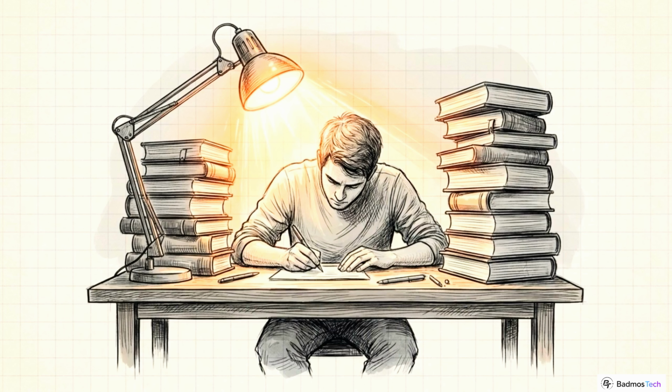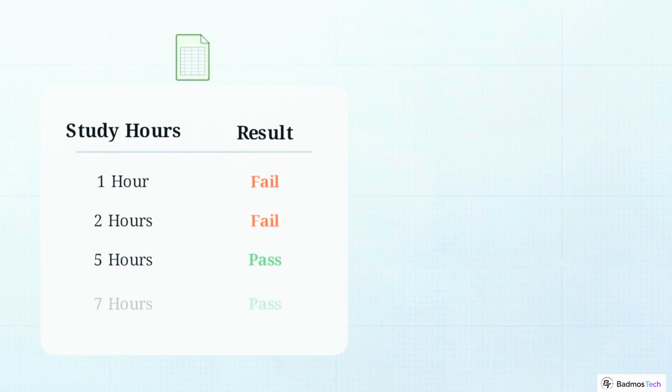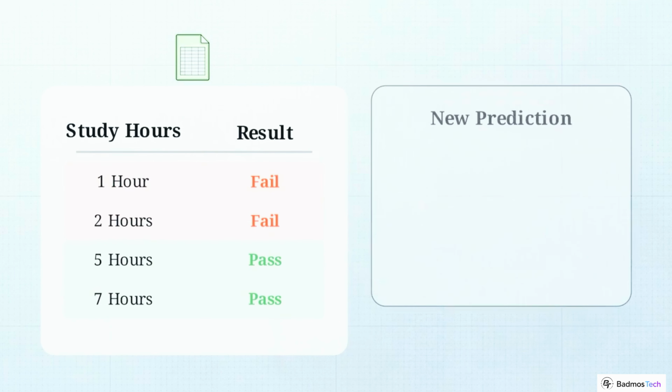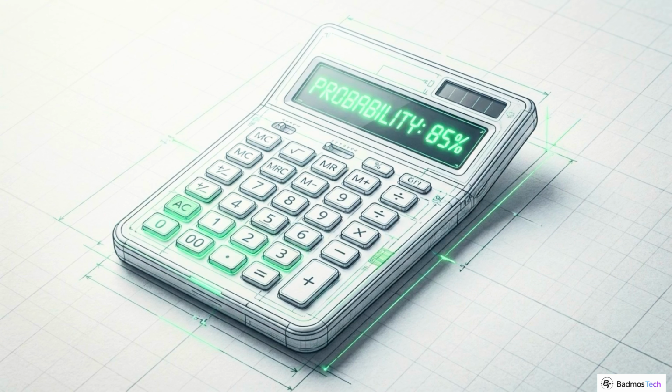Let's look at a classic example: predicting whether a student will pass or fail a test based on how many hours they studied. This chart shows past student records. The system notices low study hours usually result in a fail, while higher study hours result in a pass. By analyzing this pattern, it predicts a student studying 5 hours has an 85% chance of passing. So, at its core, logistic regression is a probability calculator, measuring certainty.